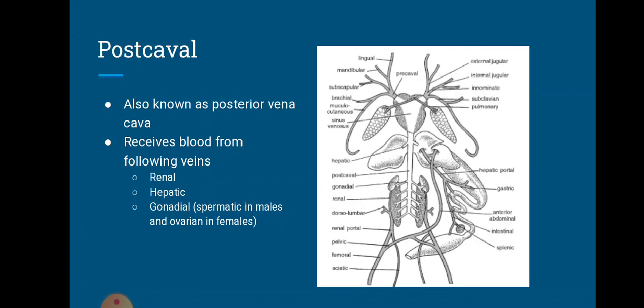Then hepatic vein arises from the lungs. Not from the lungs, from the liver, and it is also joined to the postcaval vein. Gonadial vein arises from the gonads, and it is also attached to the postcaval vein. So from all these parts, that is from the liver, from the gonads and from the kidney, the blood is drained into the postcaval vein.